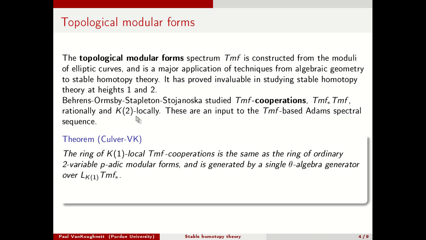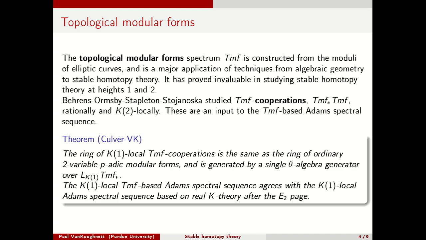In joint work with Dominic Culver, we continue this story by computing the ring of K(1)-local TMF cooperations. So we show that this can be identified with a purely algebro-geometric object, the ring of ordinary 2-variable p-adic modular forms, and that it has a simple algebraic description in terms of its theta algebra structure, which is a natural structure that exists on the K(1)-local homotopy of any highly commutative ring spectrum. We also compute the associated Adams spectral sequence and show that this agrees with a simpler object, namely the K(1)-local Adams spectral sequence based on real K-theory.